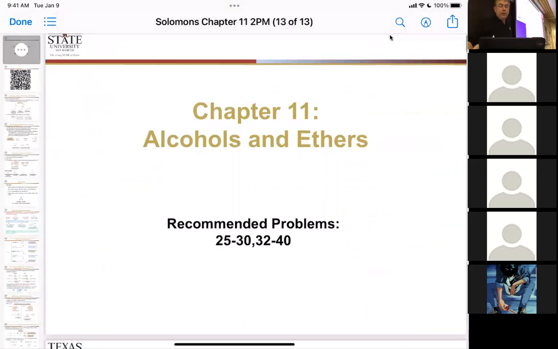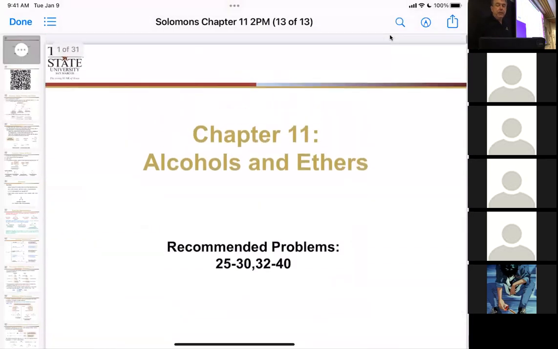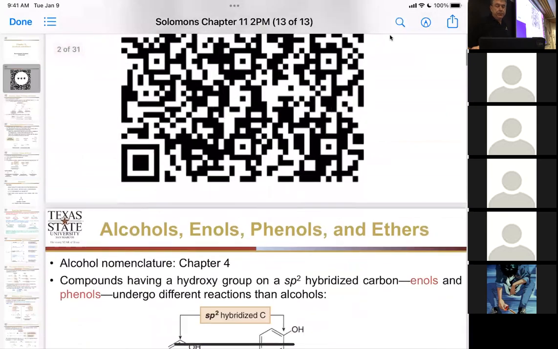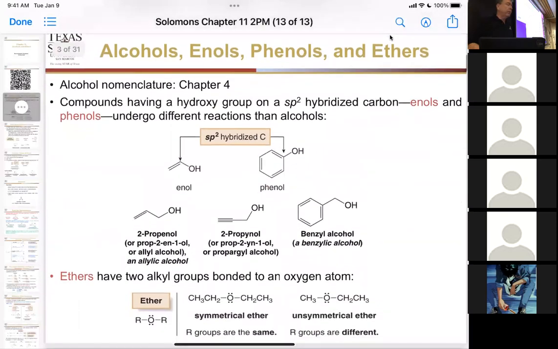All right, so what we're going to talk about in chapter 11 are alcohols and ethers, okay? First of all, I want to classify the different ones we have. We have aromatic alcohols, we have allylic alcohols, and they kind of have different properties. So I want to classify them as alcohols that have an sp2 hybridized carbon that they're bonded to, and those with sp3.